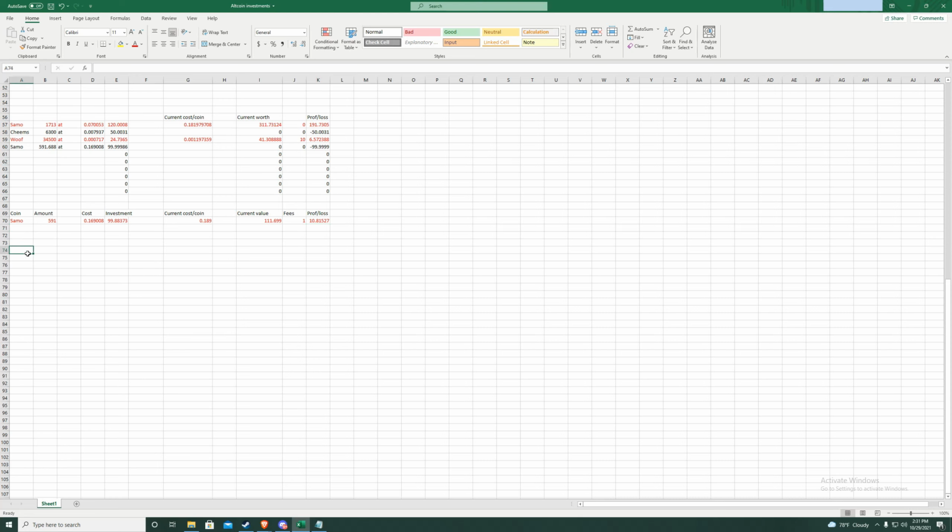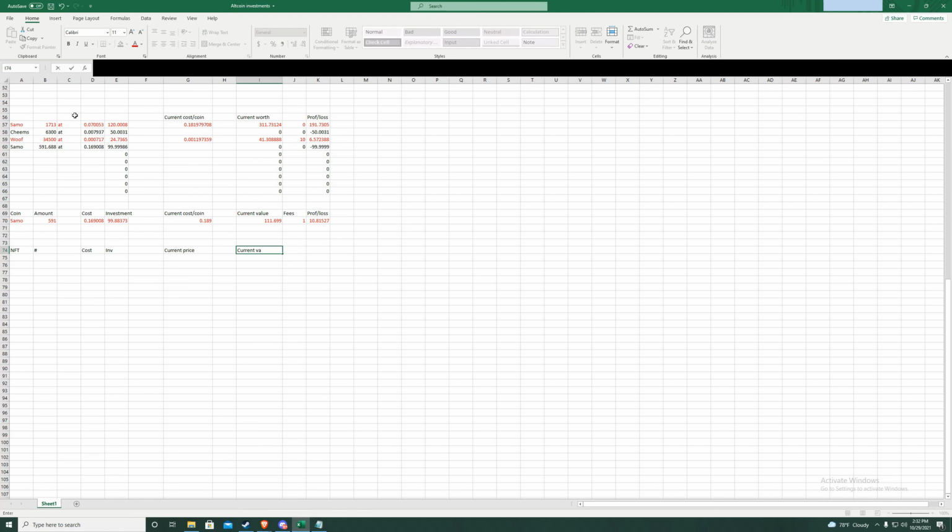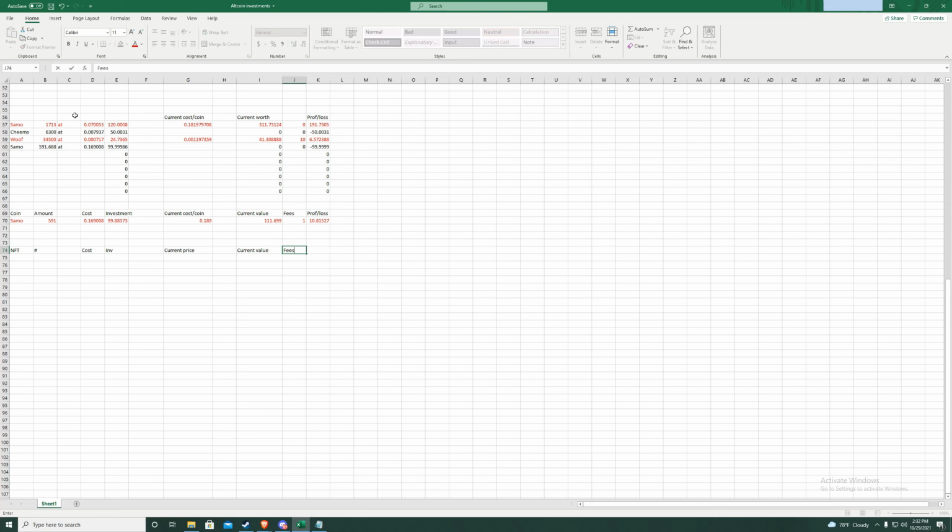Same concept for NFTs. Say the NFT, the amount or the number of them, the cost per, the initial investment, the current price, the value of them, current value, any fees associated, and my profit / loss.